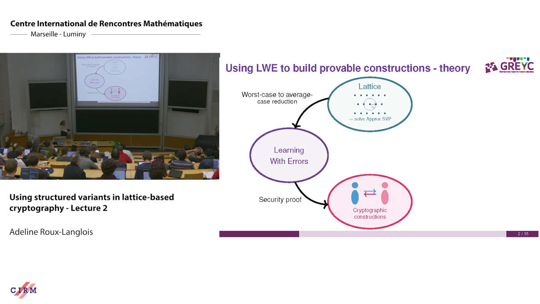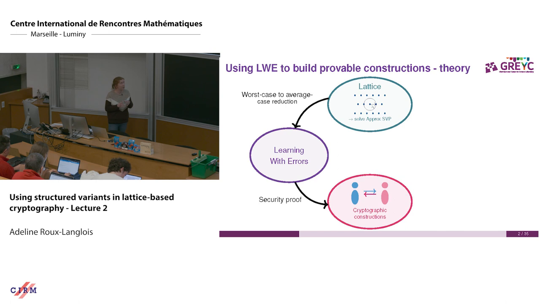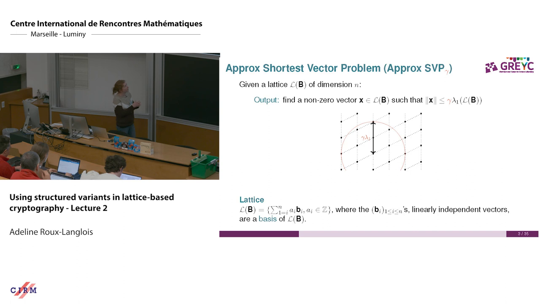Cryptography in general uses hard problems to build constructions and be sure that they are secure. And for lattice-based cryptography, we use hard problems on lattices like SVP, approx-SVP. From those problems, we build the learning with errors problem, which is the problem we use the most to build a cryptographic construction. So as a very quick reminder of what we did yesterday, the approx short vector problem is finding a short vector in a lattice.